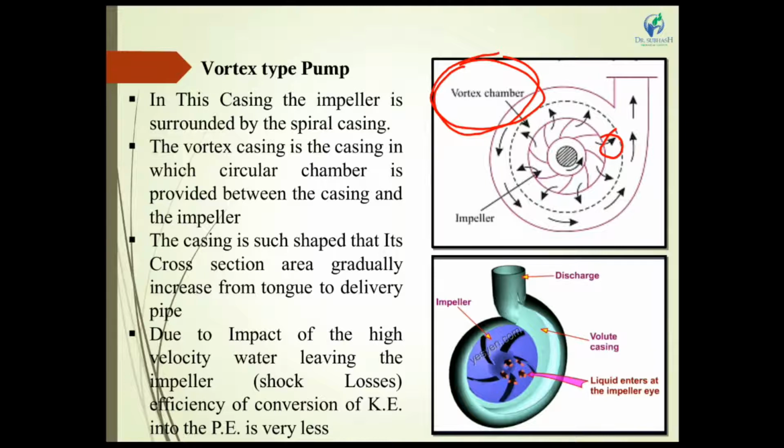It converts the kinetic energy to the potential energy. The casing is shaped such that its cross-section area increases from the tongue to the delivery pipe. Means this area is gradually increasing at the end of the discharge side.